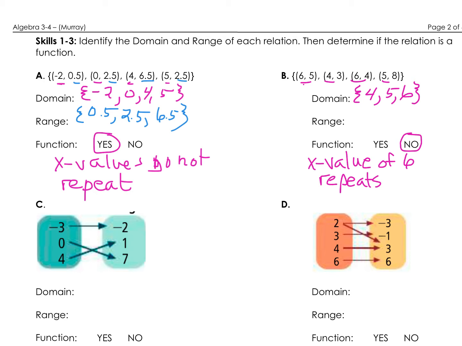And then your range is going to be the 5, the 3, the 4, and the 8. So your smallest is 3, then 4, then 5, and then 8. Okay? And now let's look at a mapping.